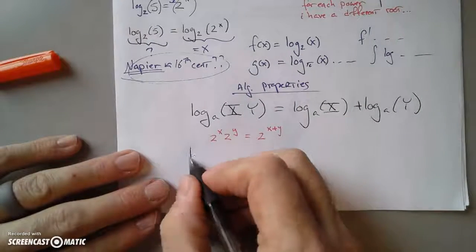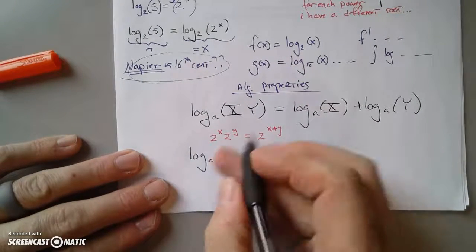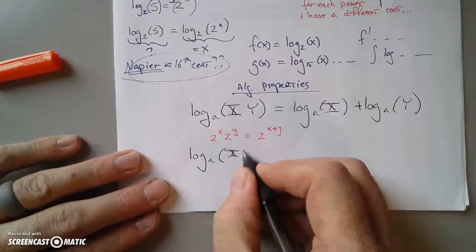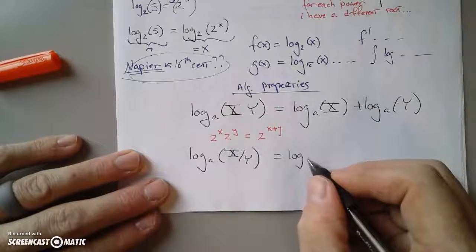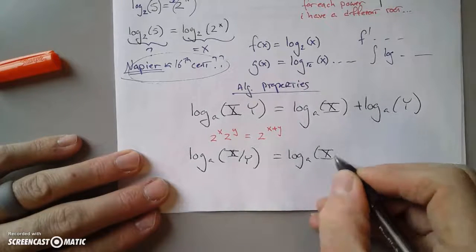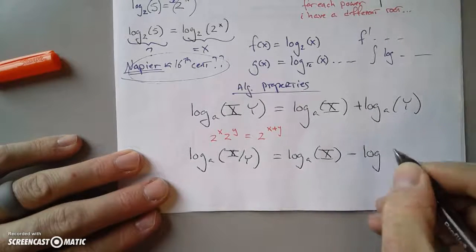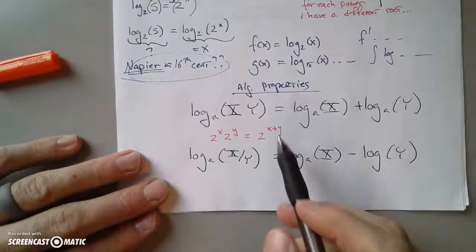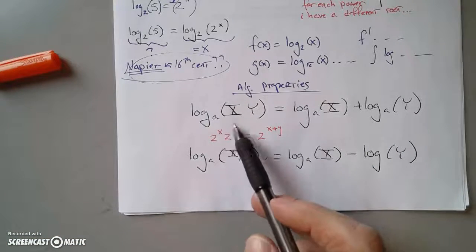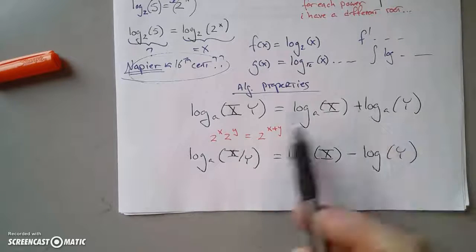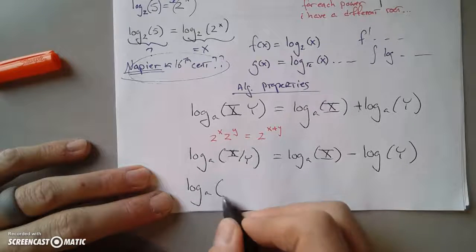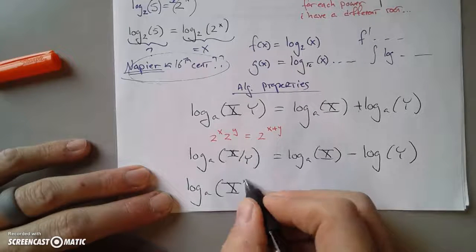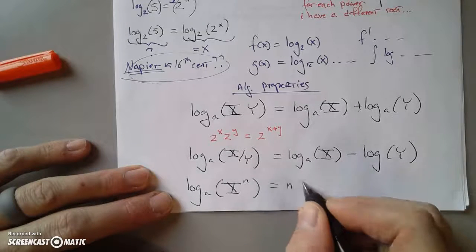Another property is log a of x divided by y. And that would be log x minus log y. So logarithms are taking things down a notch. Multiplication is addition. Division is subtraction. And one more. If you had x to some power, the power comes out front.